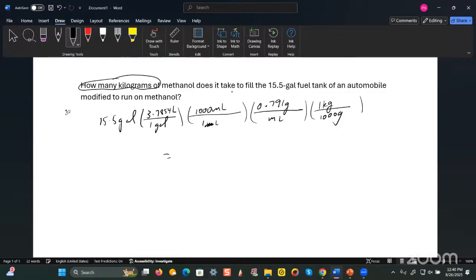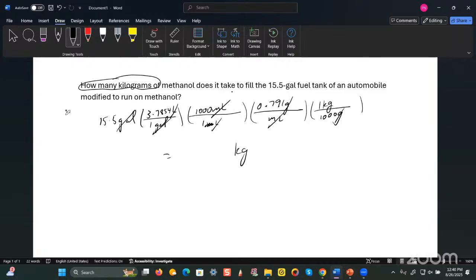And that would be the setup, because the gallons will cancel out here and here, the liters will cancel out here and here, milliliters will cancel out here and there, grams will cancel out, so the final answer will be expressed in kilograms.